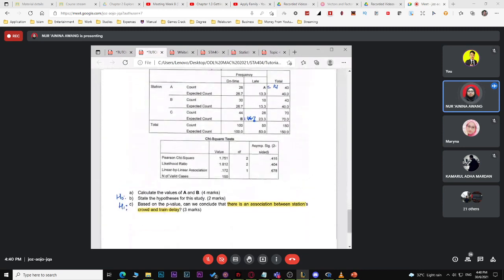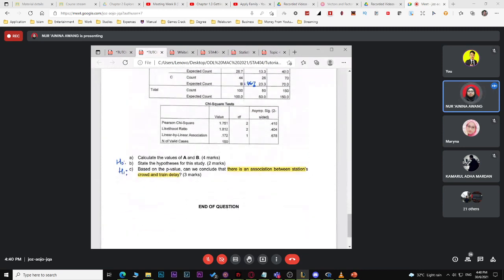So same goes for July 2018. So dekat sini they mention about an association. So when you write your hypothesis, for H0, there is no association. Okay, and then H1, there is an association. Okay, so follow questions. So itu adalah untuk B, and then for C use P value.